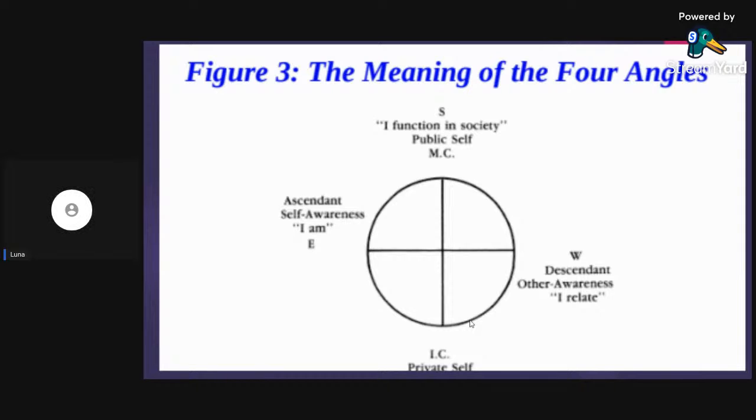On the other hand, the IC, or imum coeli, the other sky, is directly opposite the MC and represents your personal, private self. Together, the MC and IC create a polarity of personal integration versus social function that describes how your base of operation supports and reflects your public or professional expression.